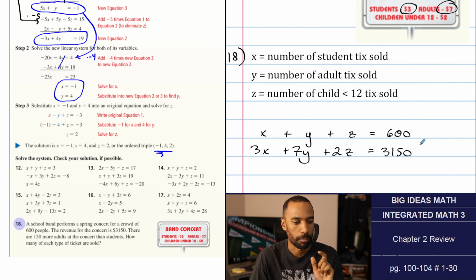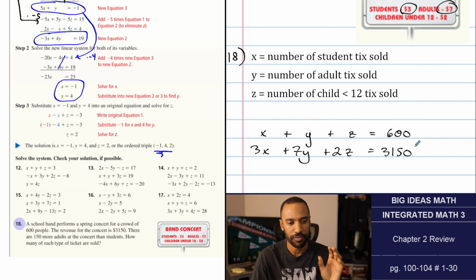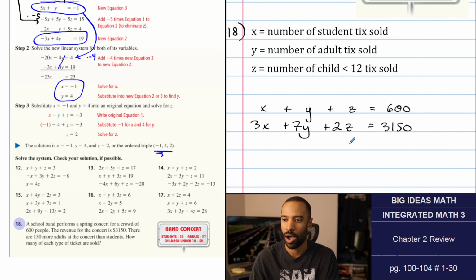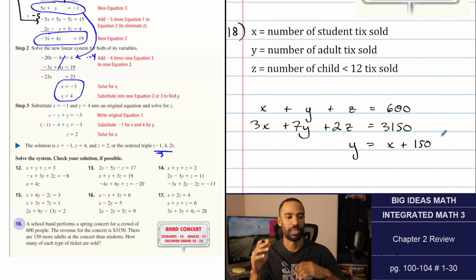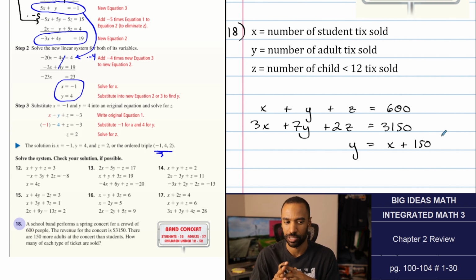The third equation is a comparison of 2 things. There are 150 more adults at the concert than students. So the number of adults, Y, equals the number of students plus 150. Now, people tend to make a mistake there. Sometimes you'll add 150 to the Y instead. But there are 150 more adults. The number of adults is 150 more than the number of students.